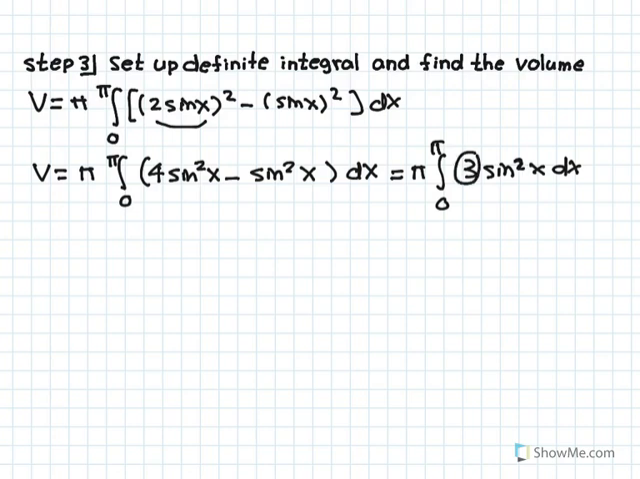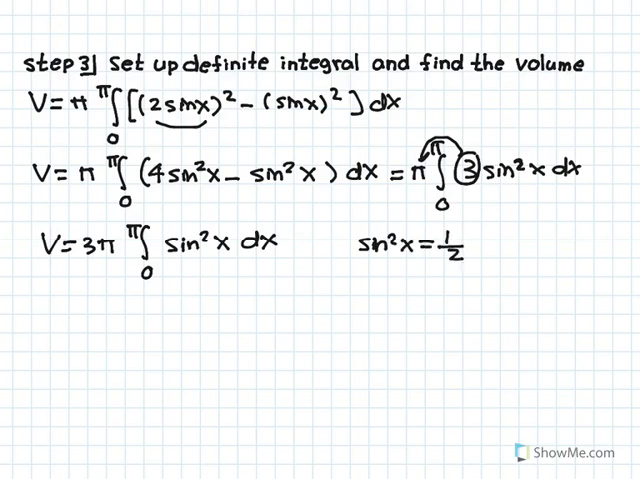But 3 is a constant, it passes through the integral. So the volume is equal to 3 pi, integral from 0 to pi, sine squared x dx. This is a fairly easy trigonometric integral that we can solve by applying a half-angle trig identity. Sine squared x is equal to 1/2 times 1 minus cosine 2x.